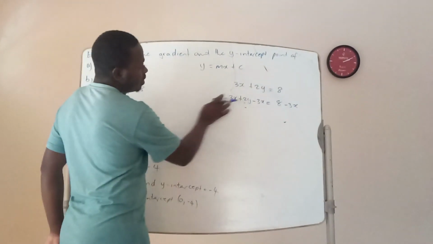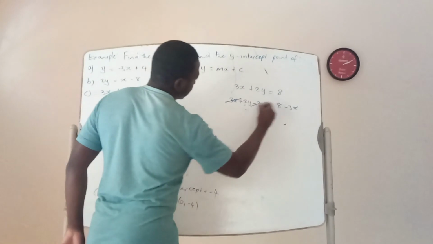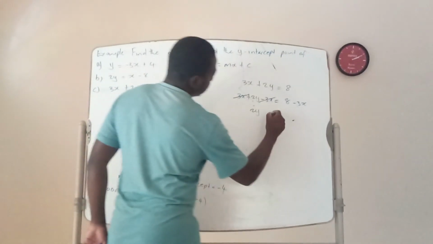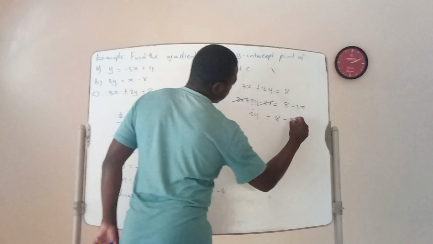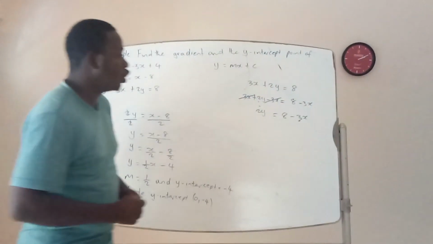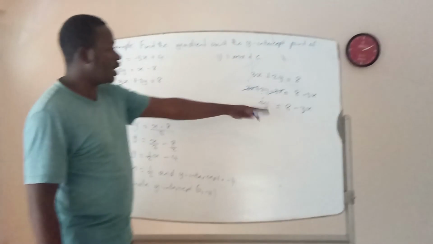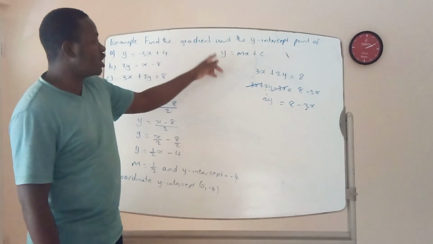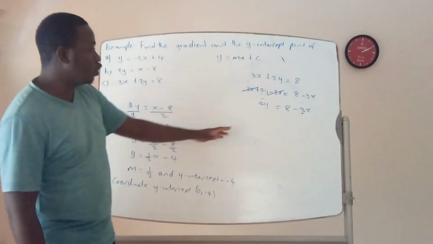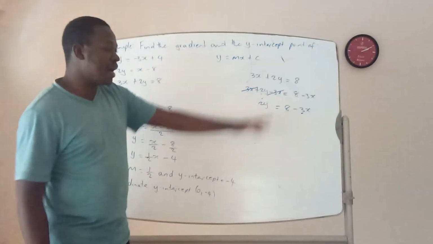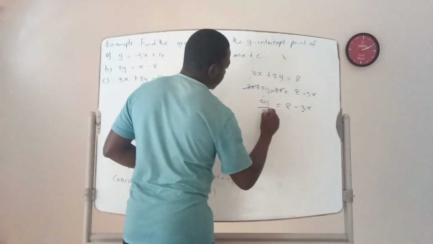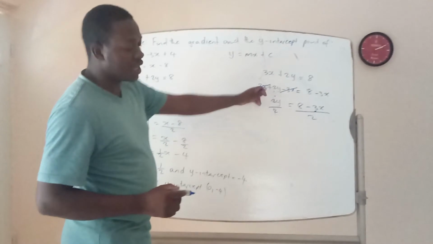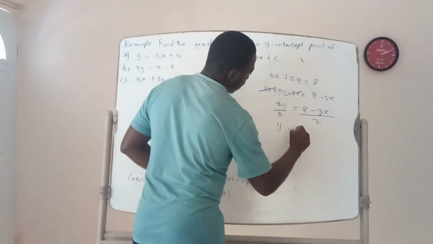Now, positive 3x minus 3x gives us 0, leaving us back with just positive 2y equals 8 minus 3x. Now, we're left with 2y equal to 8 minus 3x. But in the general form, the coefficient of y is always 1. So, again, we are going to divide both sides by 2. Divide this side by 2 and divide this side by 2. Now, when we divide, 2 cancels out 2, so we're left with y equal.